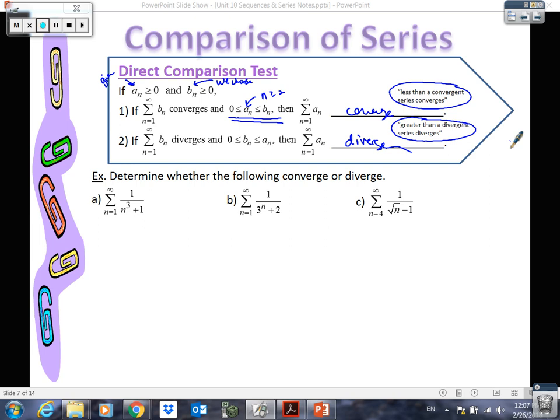Okay, so if it doesn't work, since we've already chosen a comparison series, I would probably do the next test, the limit comparison test. So at least some of our work wasn't for nothing. I would probably just take that comparison series and try the limit comparison test. Okay? So let's go through a few examples of the direct comparison test.